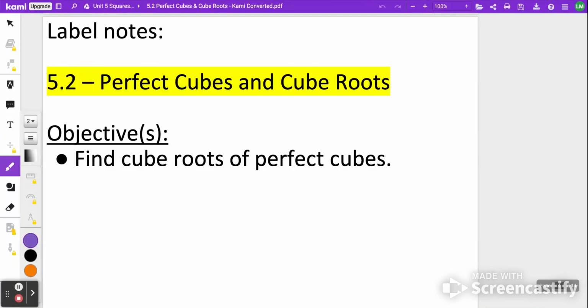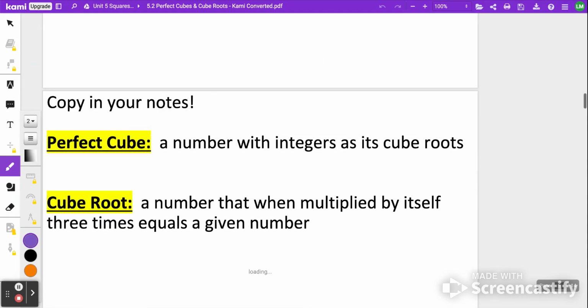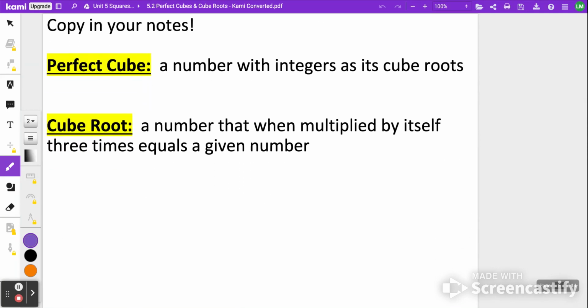Today we're going to look at 5.2 perfect cubes and cube roots, kind of like square roots, except cubes are going to be in groups of three. So what we're going to be able to do is identify those. We do have two vocabulary terms to start off with. A perfect cube is a number with integers as its cube root.